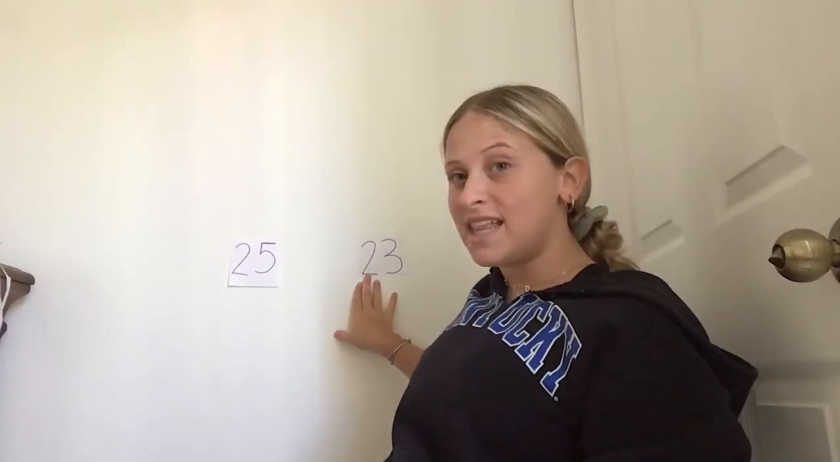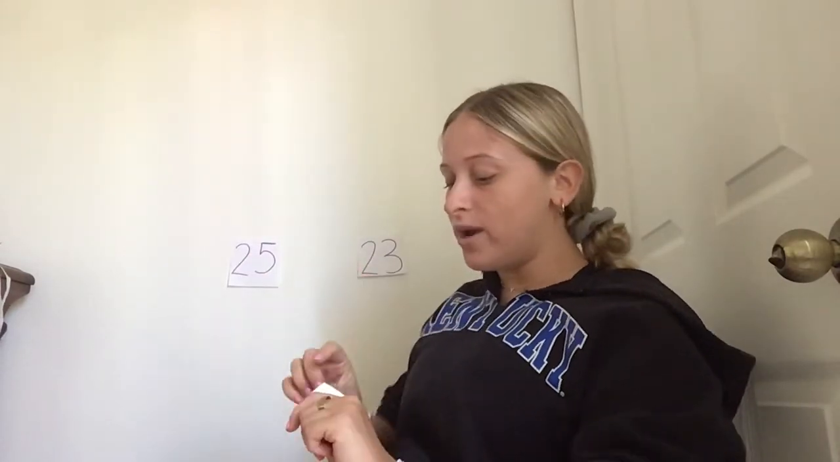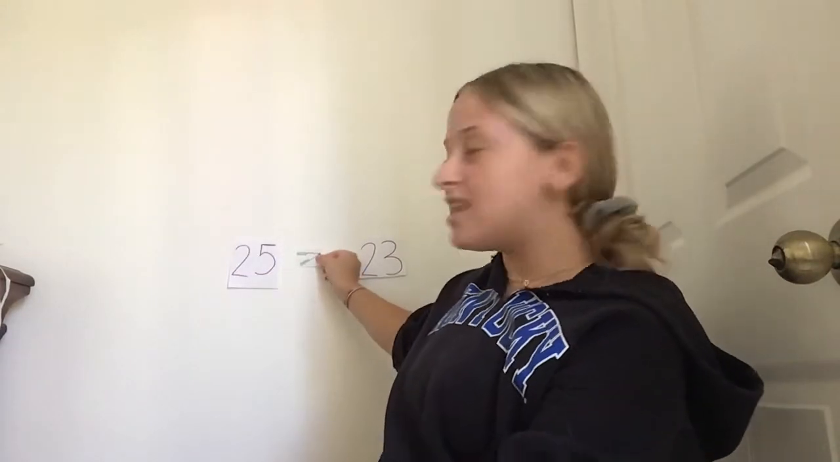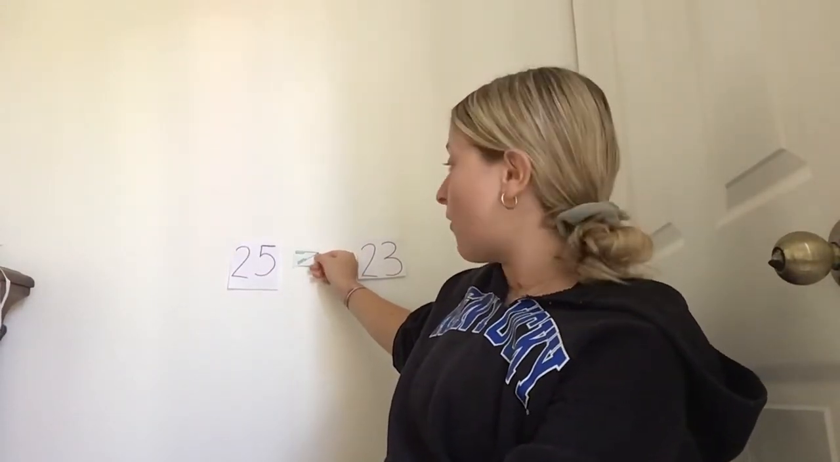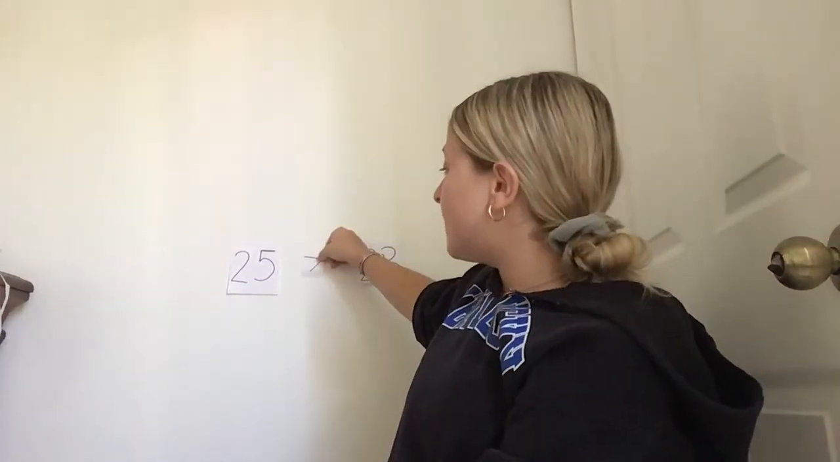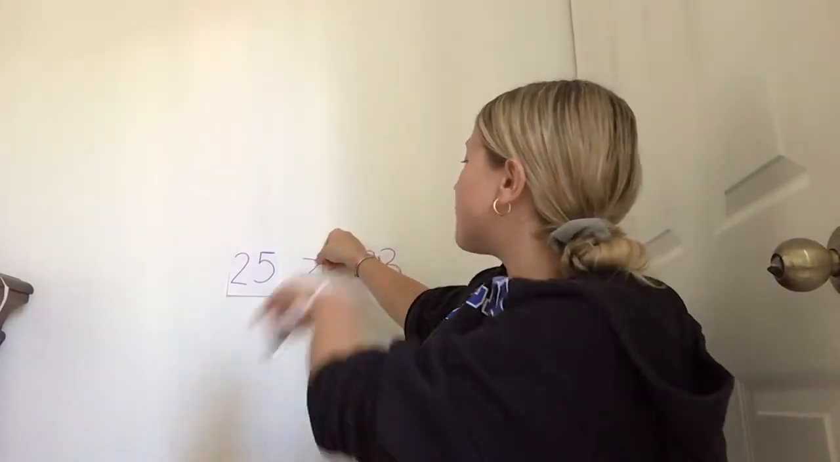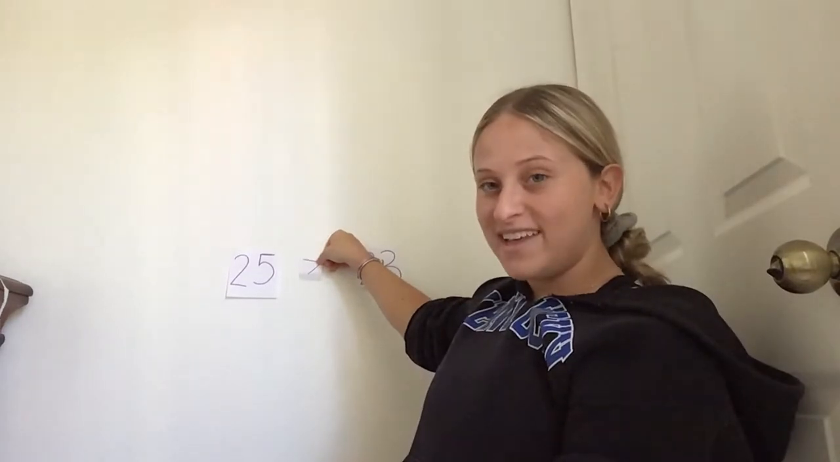Now when we are trying to decide which symbol to put, we need to remember that our friend the alligator is very, very hungry and he wants to eat as many or as big of a number as he can. So in this case, he wants to eat the 25. Like this, he is eating the 25. So now we know which symbol is going to be there. It's going to look exactly like this. And it is going to say 25 is greater than 23.